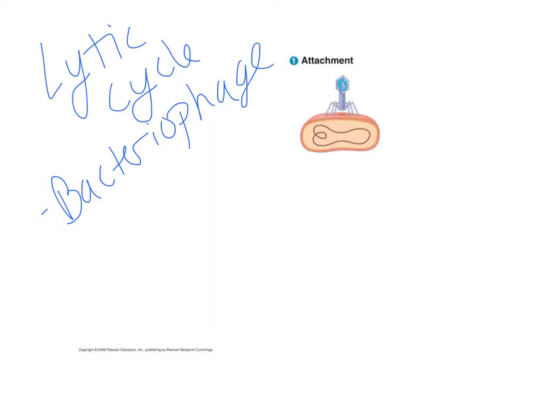So here's my bacteriophage right there. The first thing that it's going to need to do is attach to the bacterial cell. So the phage is going to use receptors that are on the outside of the bacterium, and it's going to bind with the receptors on the outside of the bacterium, and that's how it's going to be able to actually attach to the host cell.